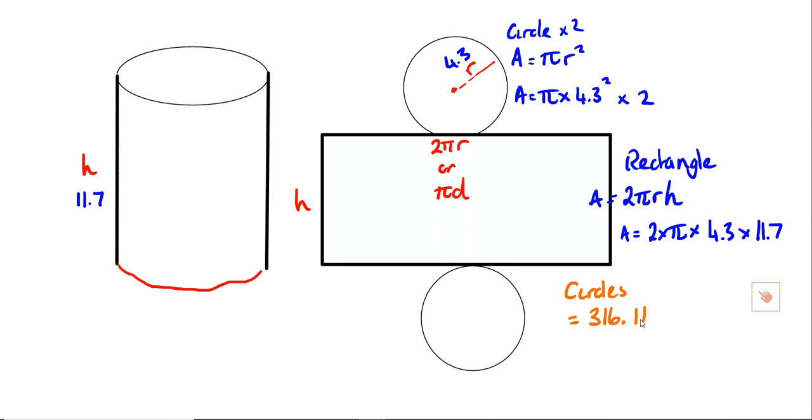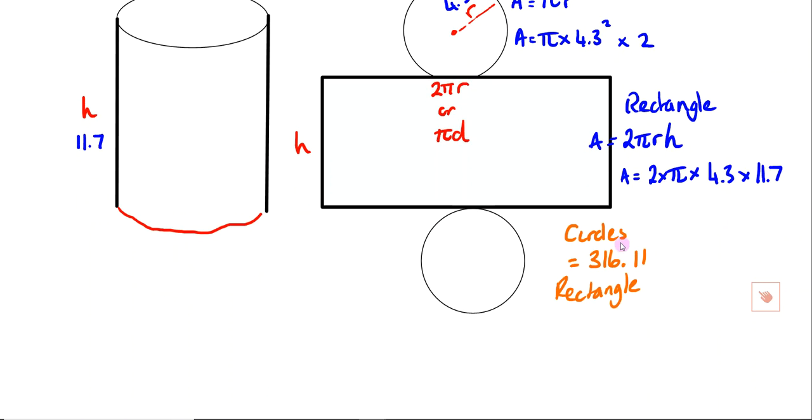316.11, okay? And then the rectangle, which is 2 times pi times 4.3. Wait. Oh, that's that one. Okay. But the circles are... So the rectangle is 316.11. The circles are 154.8. 154.9.